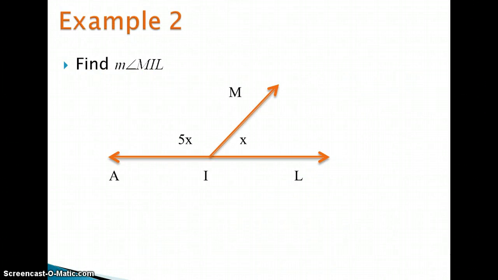Alright, now in this example we have a diagram given to us, and we're trying to find the measurement of angle MIL, which is represented here by x. The other angle next to it is 5x. If you look at this right here, this appears to be a straight line, and we're going to make that assumption. If it's a straight line, then it's a straight angle. We know that a straight angle measures 180 degrees. So if we take 5x and put it together with x, that's going to equal 180 degrees.